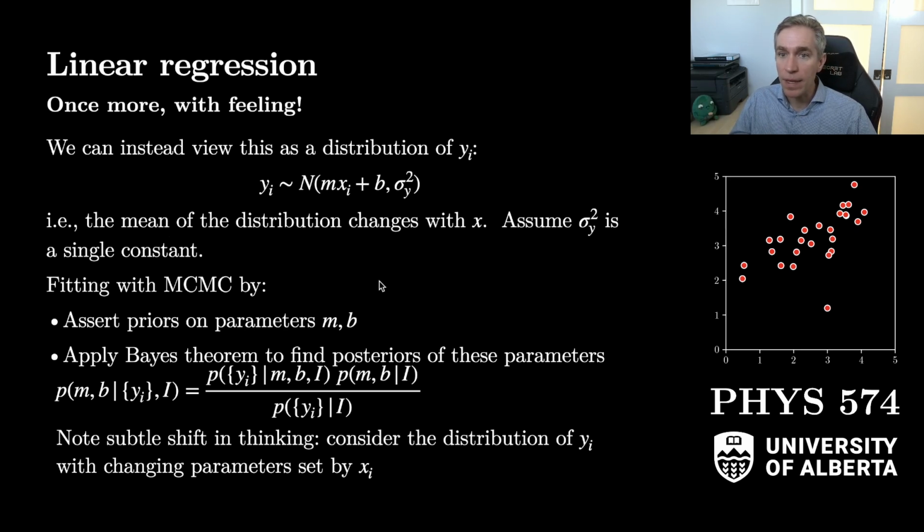What we need with MCMC is to assert our priors on the slope and the intercept. We'll apply Bayes' theorem to figure out our posterior distribution. I just want to highlight the subtle thinking shift that comes from this: we're trying to actually model the full distribution of the y_i, recognizing that it has a changing mean as a function of x. So we think they are all drawn from this diagonal Gaussian pattern that is tracing out where those data are coming from. Then we want to figure out what the slope and the intercept of that mean variation of the Gaussian are.